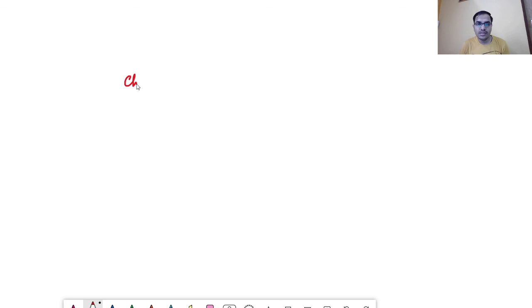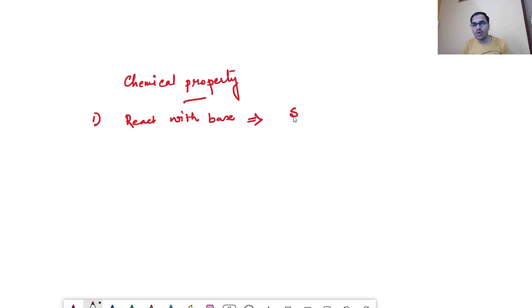Now we'll study the chemical properties. What are the chemical properties? First thing, an acid will react with a base. What will it do? It will form salt plus water. Whenever any acid reacts with a base, it will always form salt and water. Example, I'm taking HCl plus NaOH. HCl is an acid. When it reacts, this H and OH will combine to form water, and whatever is left behind will combine to form the salt.